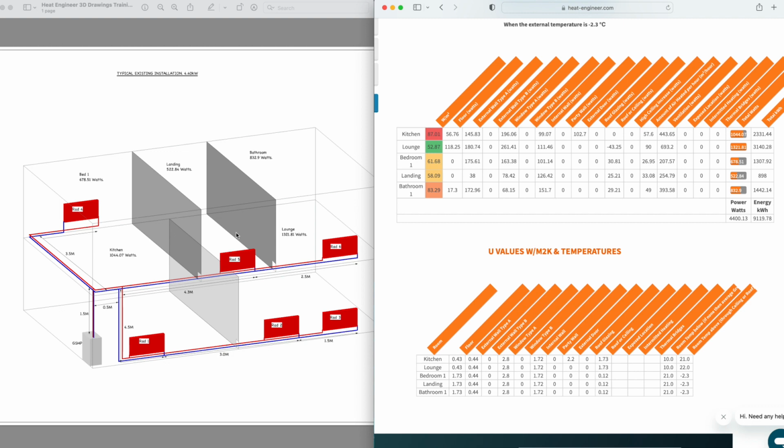So whenever you draw out a hand drawing, what I'd always say, you can see that the kitchen there is needing 1,044 watts. So we go to the kitchen and just write it down as to what it is on there, and all your distances.